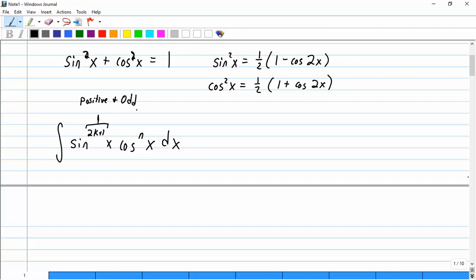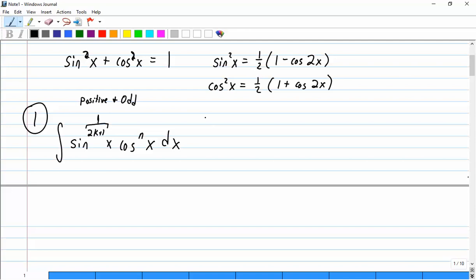All right. So if the power of sine, this is like you do this on this case. This is case 1. If the power of sine is odd and positive, then we are going to take one of the sine terms out to the side, and we're going to convert the remaining sines to cosines.